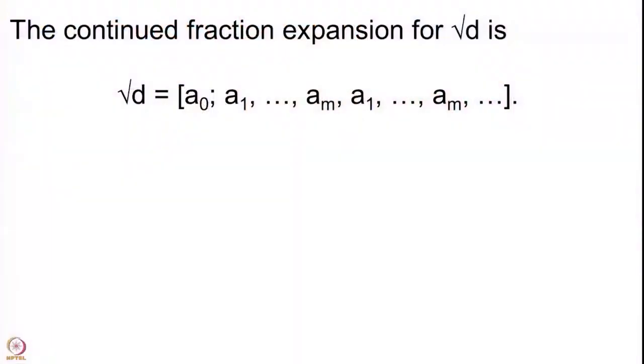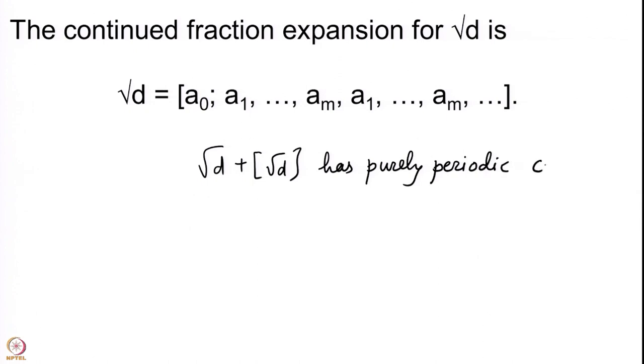But we are going to get more and more conditions on these convergents. We first of all see that if we consider the continued fraction expansion for root d, we have seen that root d plus its integral part has purely periodic continued fraction expansion. This is a result that we have seen, which means that the continued fraction expansion for root d will change from the continued fraction expansion of root d plus integral part of root d only in the first place because you are adding or subtracting an integer. But from second place onwards, the periodicity has to start.